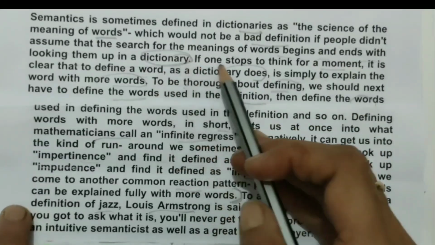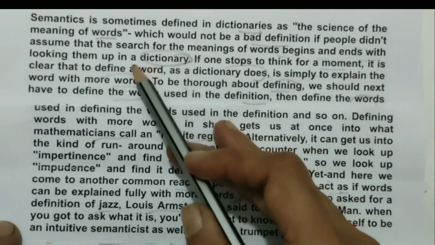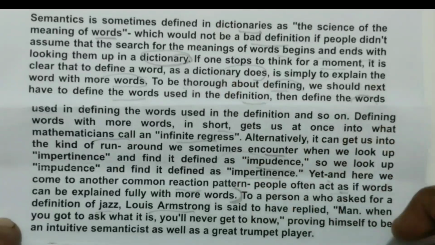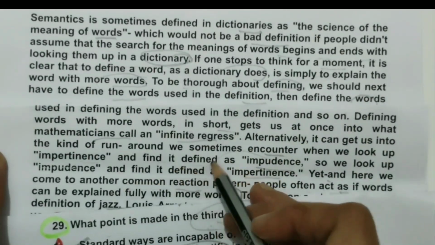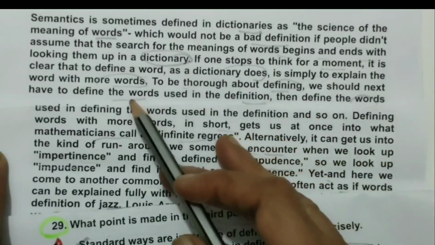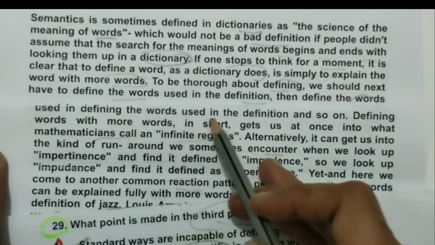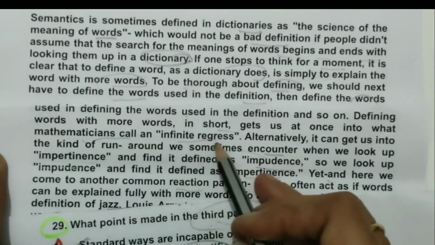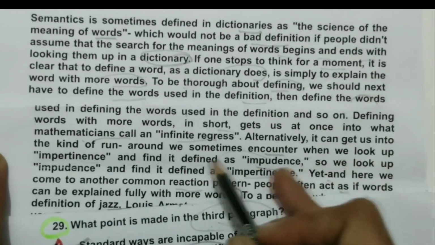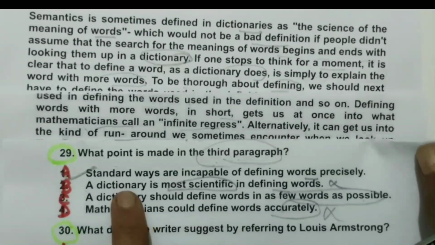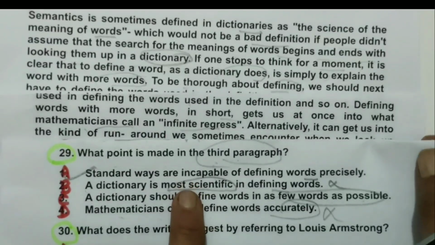So when we don't know the definition and all, people start looking for a dictionary, it is given. So they have started talking about dictionary, then define, then here mathematician is also there. Kind of run we sometimes encounter when we look up this and this. So this is left, all other options are false.